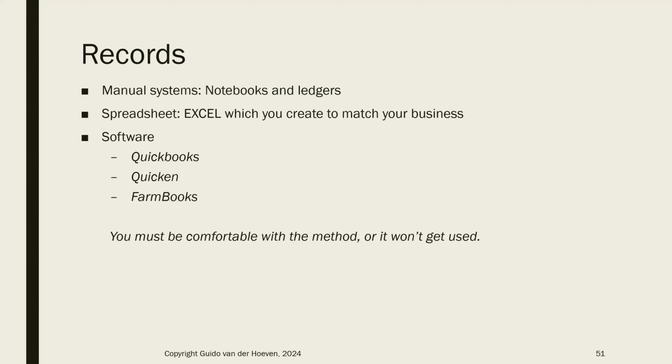So Debbie and I sometimes get asked questions. Well, how do I keep records? Well, there's manual systems that work, notebooks and ledgers, they still work. If you're real good at driving a spreadsheet, you could use, for example, Excel, and you can create that spreadsheet to match your own business, because you know your business. You could use software like Quicken or QuickBooks or FarmBooks.